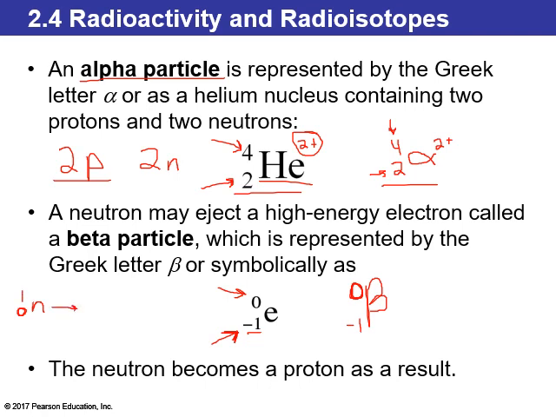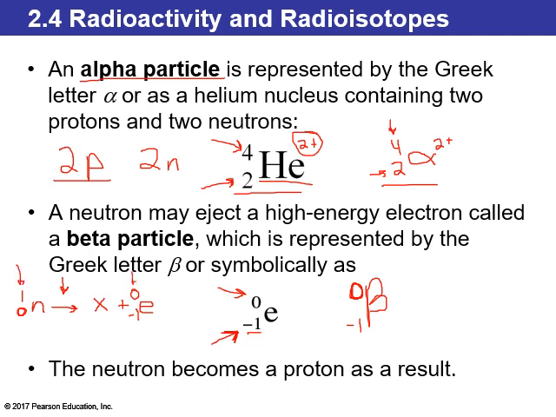So if a neutron broke down, it would become some material, it would give off an electron with a -1 here and a 0 here. In order to balance this, I have to balance the mass numbers. The mass numbers on the left side of this arrow have to be equal to the mass numbers on the right side of the arrow. So I've got a 1 here.